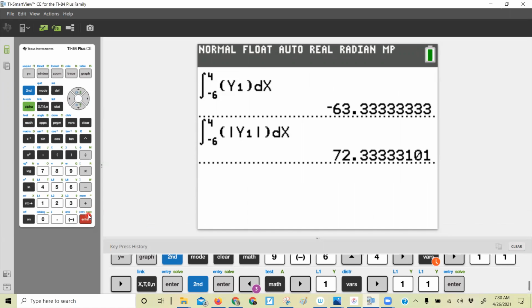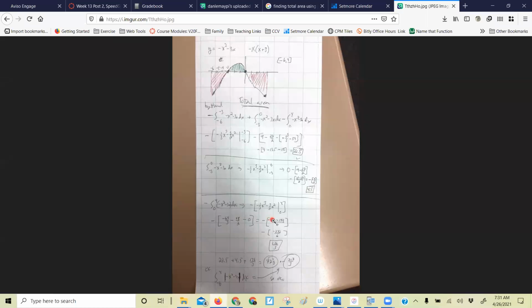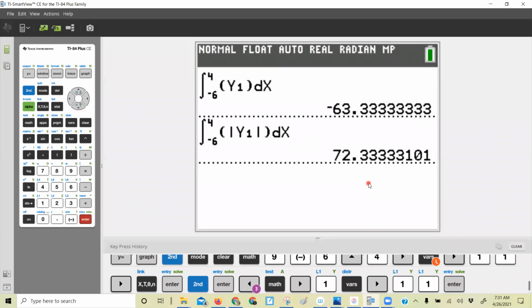And notice that's what I got when I calculated this by hand and did all of this work. That was a lot of work. It took a long time, probably 15 minutes, where look how easy it is with this. So if they aren't asking you for an exact value, it seems like the calculator's okay.